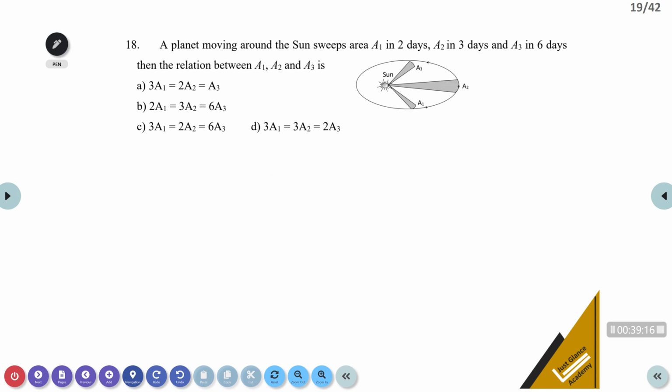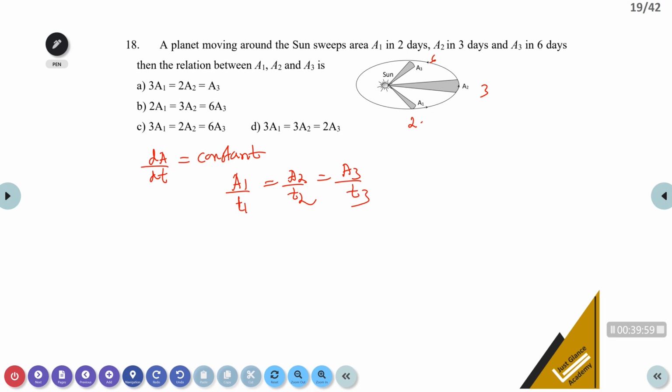18th. A planet moving around the sun sweeps equal areas A1 in 2 days, A2 in 3 days, A3 in 6 days. Here you have to use Kepler's law. dA by dt equals constant. That is, we know that it sweeps equal area in equal intervals of time. That is A1 by T1 equals A2 by T2 equals A3 by T3. Use this formula.